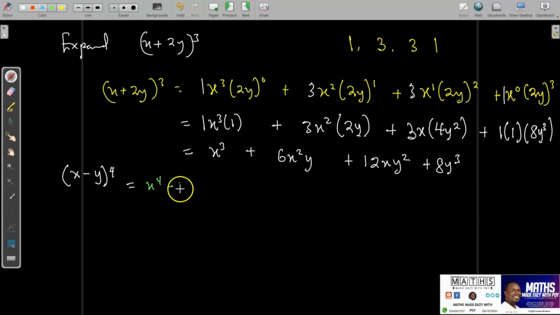I'm writing it down. So x to the power 4 minus 4x cubed y minus 6x squared y squared minus 4x y cubed minus y raised to the power 4.